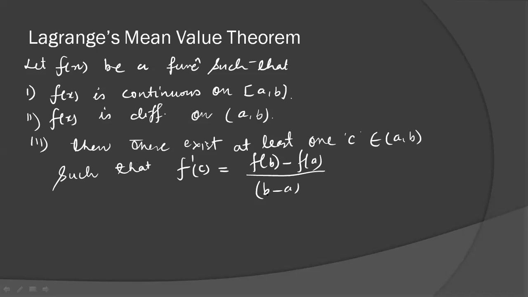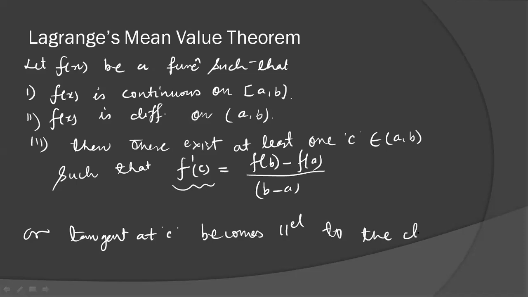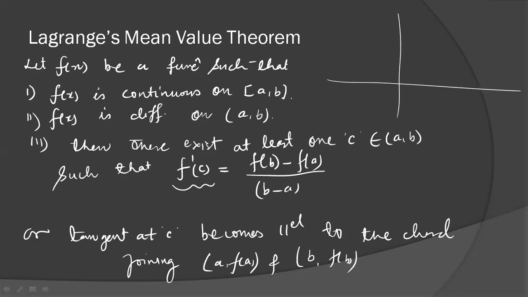What is the geometrical meaning of this statement? The tangent at c, which gives you the slope at point c, becomes parallel to the chord joining (a, f(a)) and (b, f(b)). What is the geometrical meaning? You can see it by the graph.